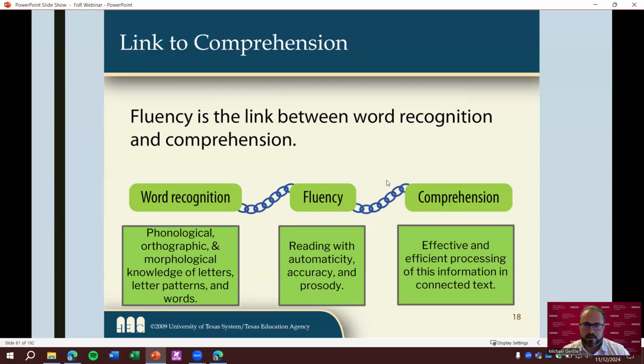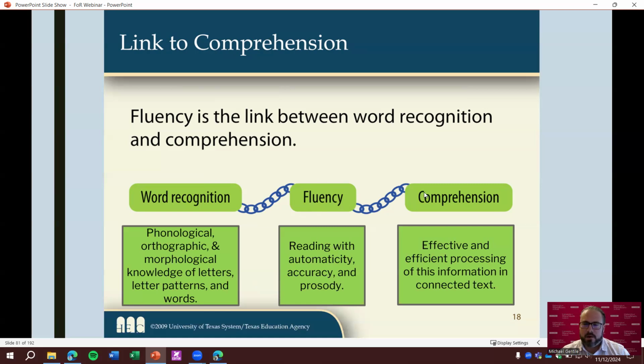This is a great slide that kind of shows the bridge between objectives 1, 2, and 3, word recognition, objective 4, fluency, and then we're going to be going next into comprehension. So there will be questions on, hey, why do we practice fluency, right? Well, fluency is, again, reading with automaticity and prosody.